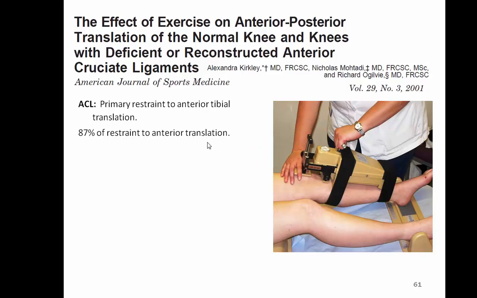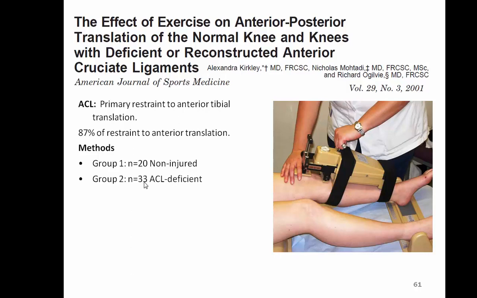With the understanding that the ACL is the primary restraint to anterior tibial translation, previous studies have demonstrated up to 80% of that restraint of the tibia to anterior translation comes from the ACL. So in this study, they recruited 3 different groups of individuals. They had 20 people who had experienced no previous injury to their lower extremity, the quote-unquote non-injured group.